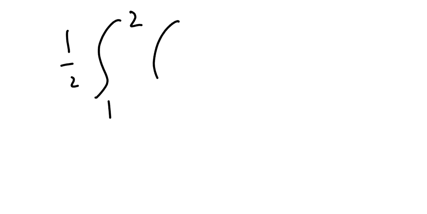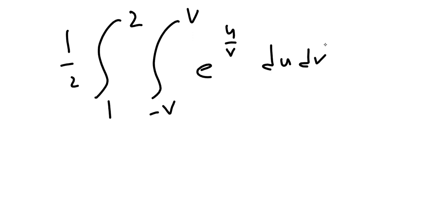So here we go. 1/2 the double integral 1 to 2, negative v to positive v, e to the u over v du dv. Okay, so we're trying to think of something that would have this thing as a derivative. So the antiderivative, you know it has to have an e to the u over v in it.